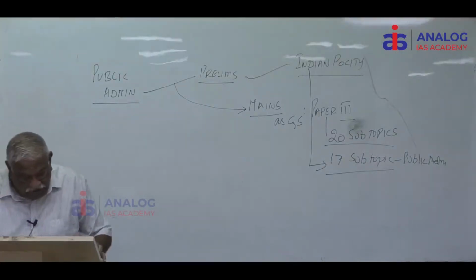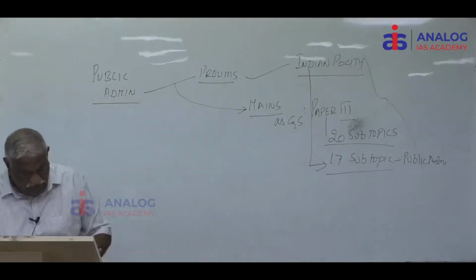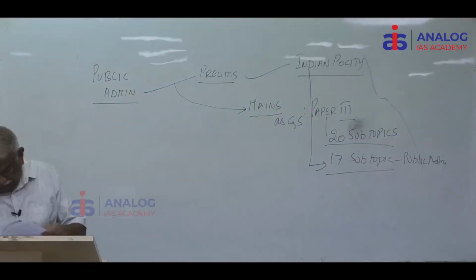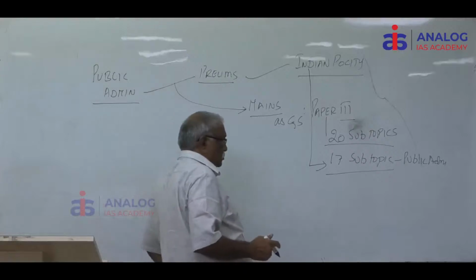Then you have issues relating to development and management, poverty, governance, transparency, e-governance, accountability, the role of civil services, and the effect of policies. These are the topics in paper 3, General Studies part 2.